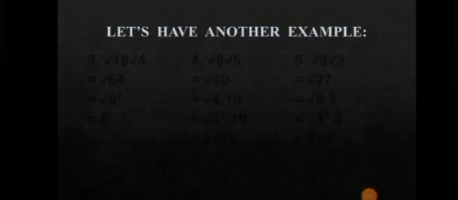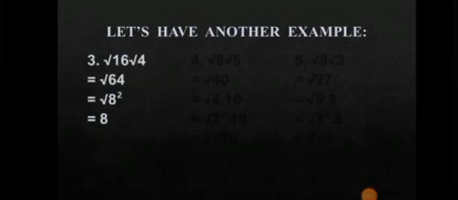So let's have another example. We have square root of 16 times square root of 4. Square root of 16 multiplied by square root of 4 is equal to square root of 64. Since it is also a perfect square, we can rewrite it as the square root of 8 squared. Then cancel the radical sign and the square, and the final answer is 8.